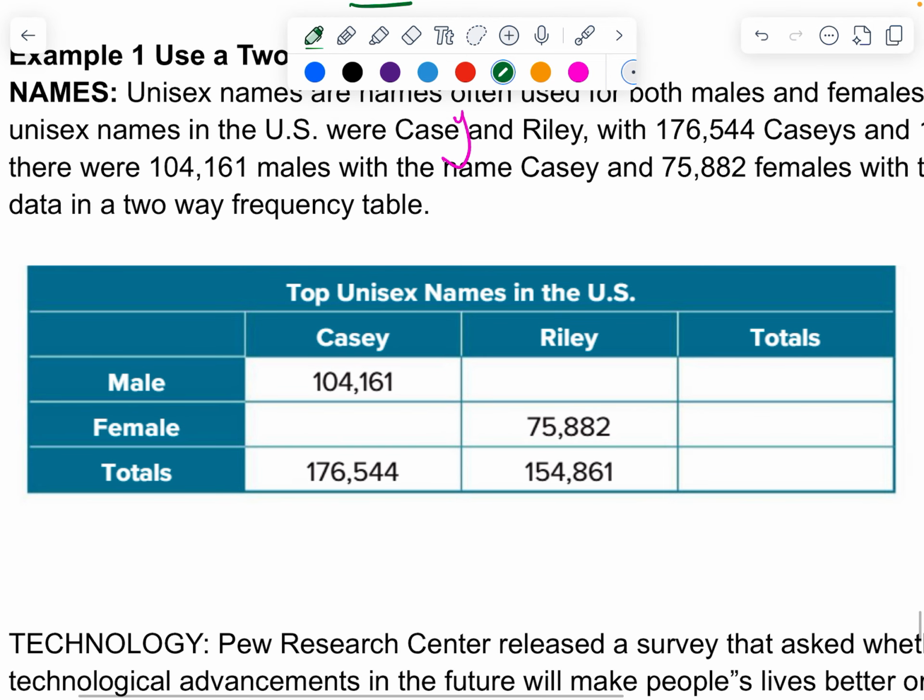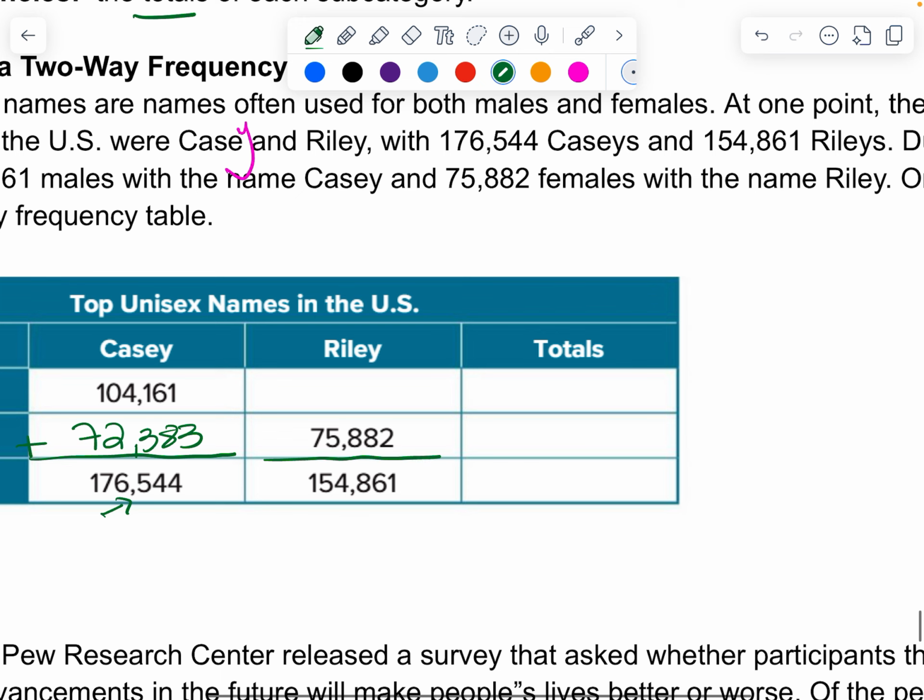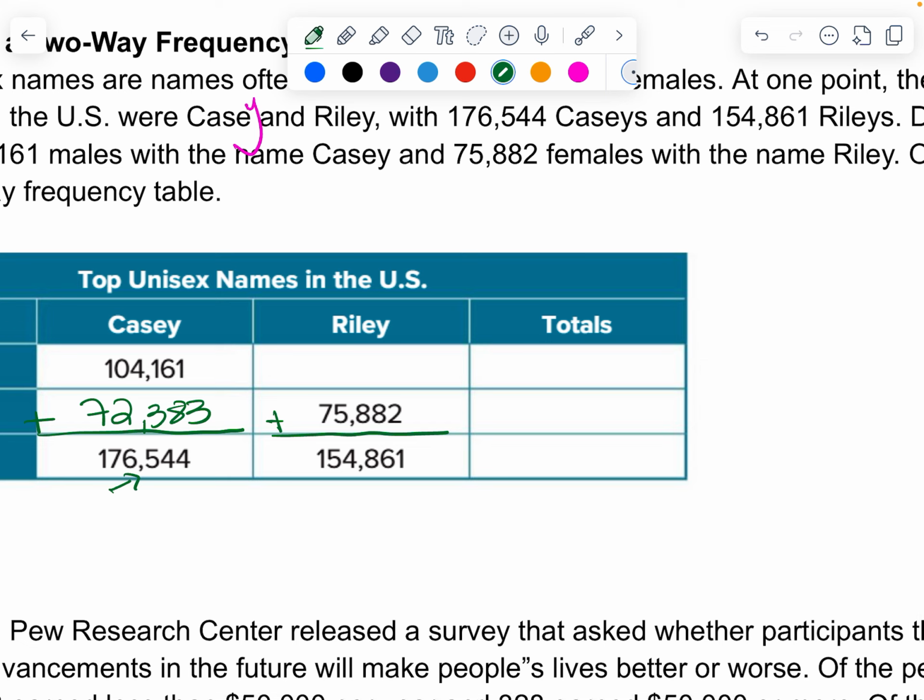Now, remember again, if I add straight down, I should come up with this total. So in order to get the females that have the name Casey, I would just subtract these two numbers. So I should get 72,383. Again, same thing here. If I add the males and females, I should get the total. So in order to find the number of males, I'm going to subtract, and I should get 78,979. Now, do I need to put these plus signs and all that in there?